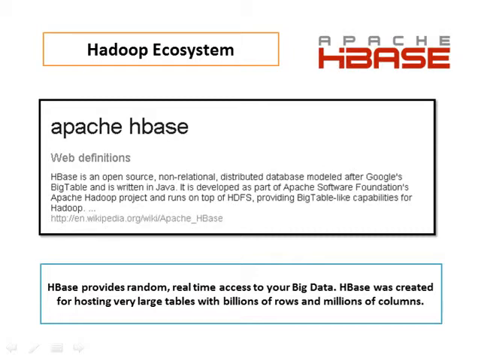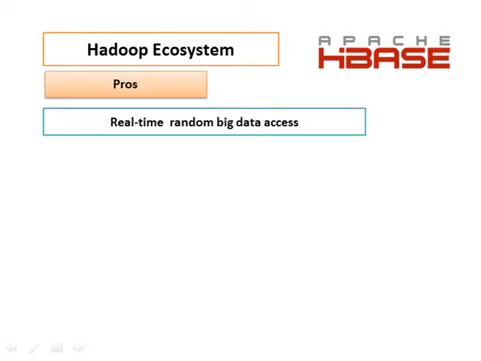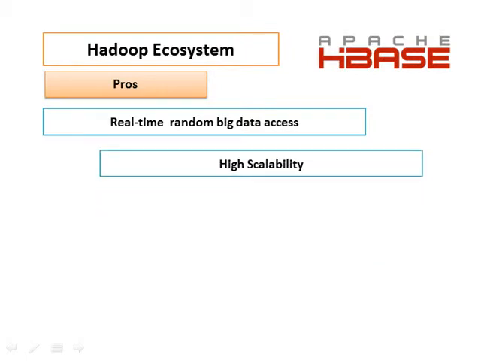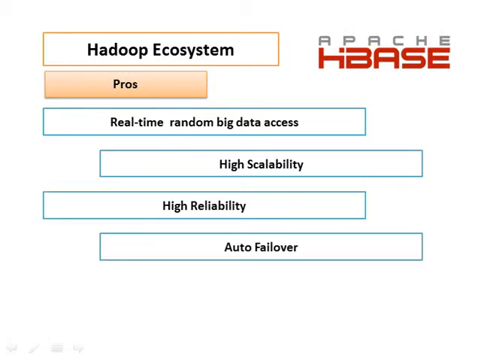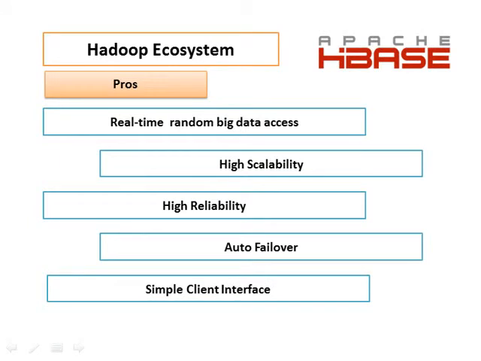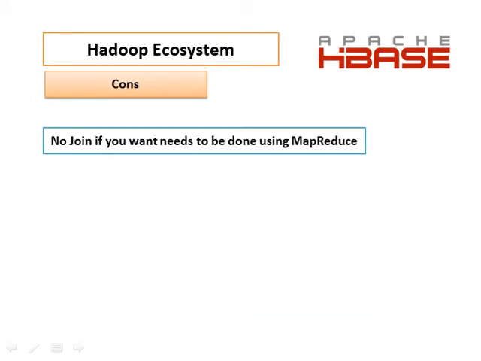HBase provides random real-time access to your big data. HBase was created for hosting very large tables with billions of rows and millions of columns. The pros of HBase are that it has real-time random big data access, high scalability, high reliability, auto failover, and a simple client interface. The cons of using HBase are you can't perform any joins.